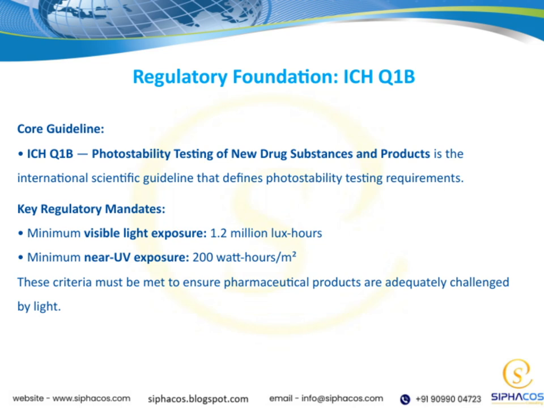The core guideline, ICH Q1B, defines specific testing criteria. One key aspect is the minimum visible light exposure, which is set at 1.2 million lux hours. This means that products need to be tested under conditions that simulate prolonged exposure to light that would be encountered during storage and use. Additionally, there's the near UV exposure requirement, which is a minimum of 200 watt-hours per square meter. This ensures that products are also tested against ultraviolet light, which can cause degradation or changes in the drug's stability.